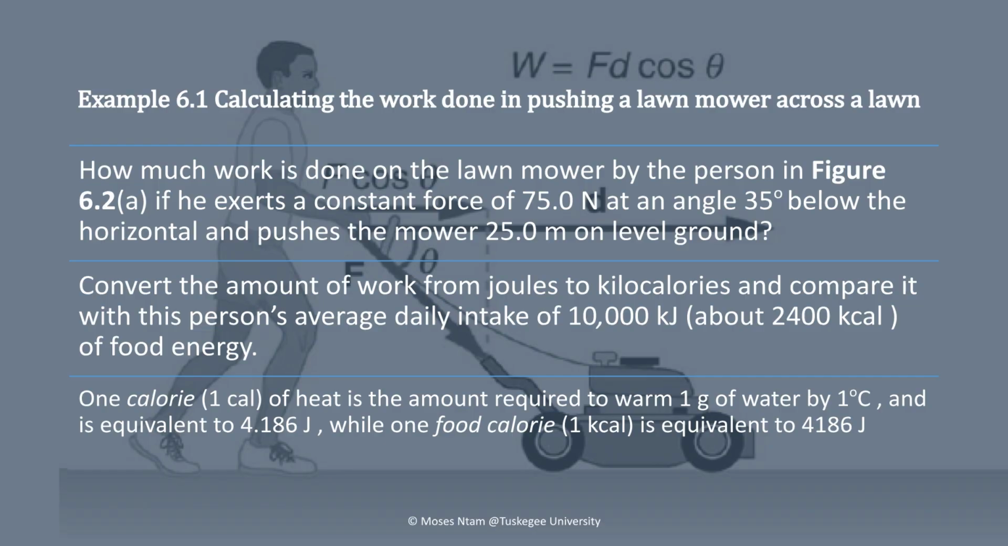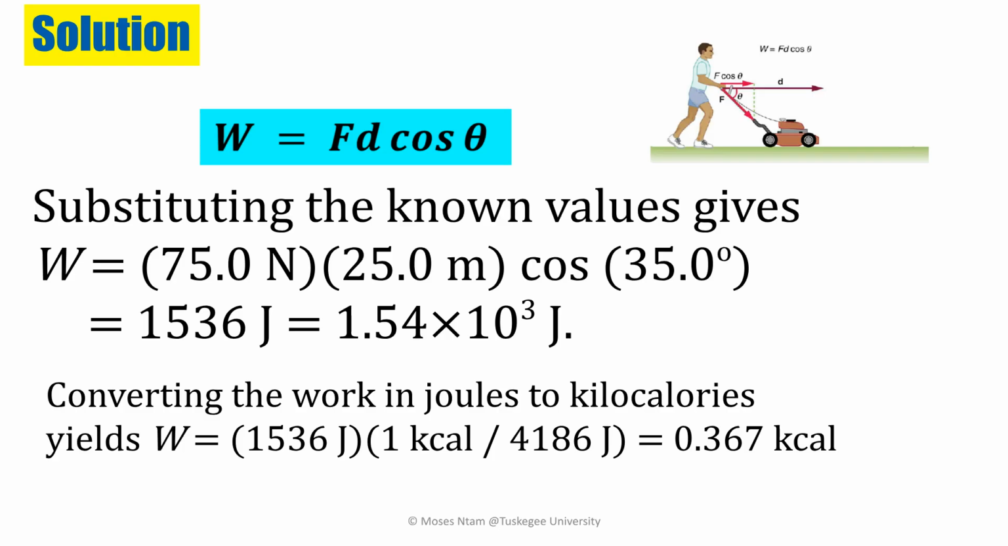Example 6.1 asks us to calculate the work done pushing a lawnmower. We'll use a constant force, an angle, and a distance, then convert the work to kilocalories. The solution involves substituting the given values into the work formula. The result in joules is then converted into kilocalories for comparison.